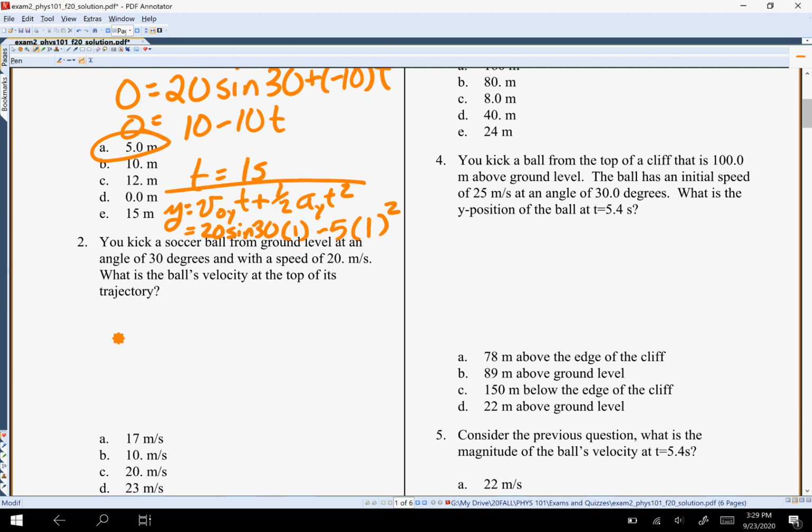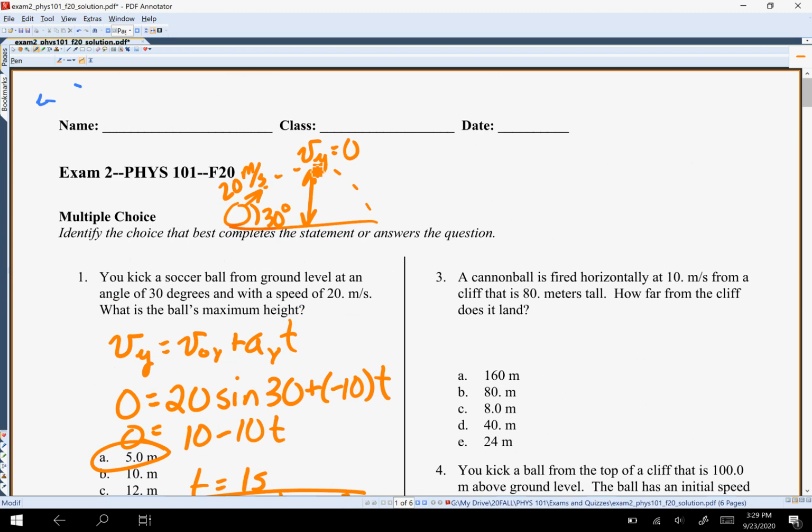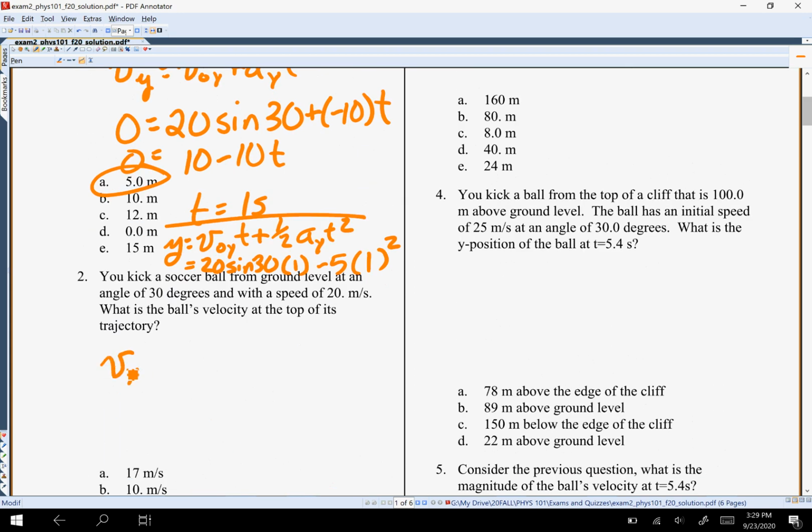Same question, what is the ball's velocity at the top of its trajectory? Well, at the top of the trajectory, I only have a velocity in the x direction. So I want to know what Vx is equal to, and that's going to be V naught times the cosine of my angle, which is 30 degrees. And V naught is 20, cosine of 30 is 0.87, so I'll do 20 times cosine 30, and that's equal to 17 meters per second. So A is the right answer.